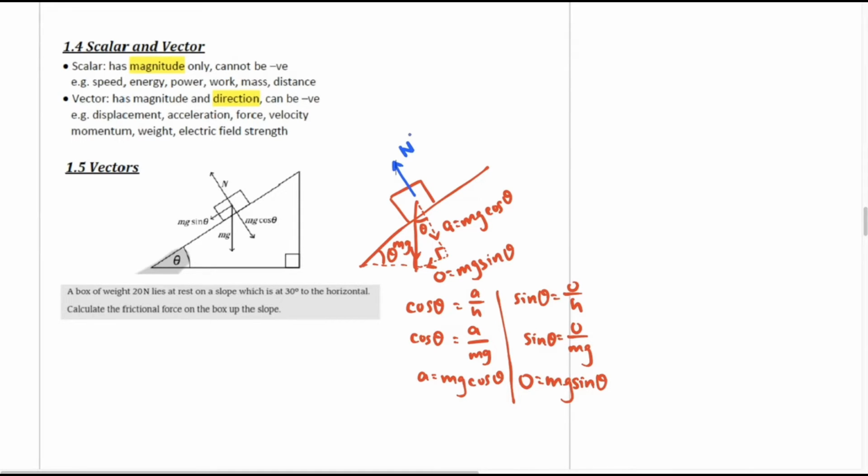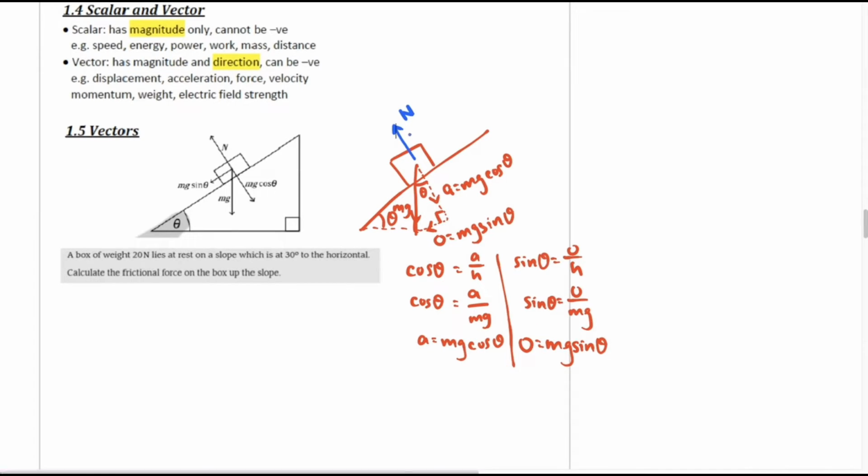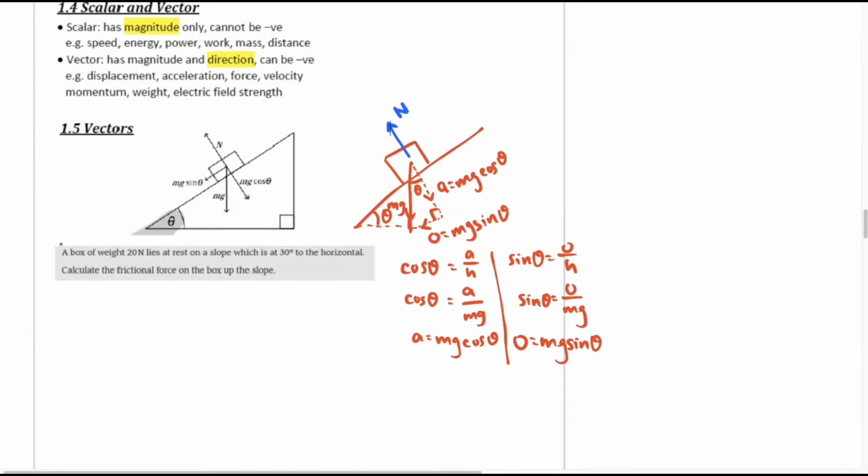Okay, so let's see how we apply the technique that we built up here. Let's see this question. A box of weight 20 Newton lies at rest on a slope which is at 30 degrees to the horizontal. Calculate the frictional force on the box up the slope. Imagine something like this. You have a box here. The weight is 20 Newton.